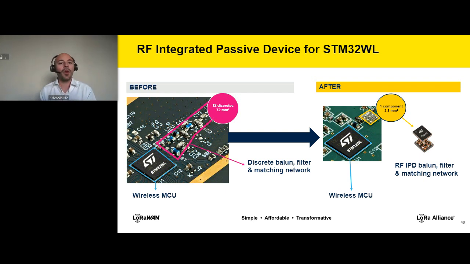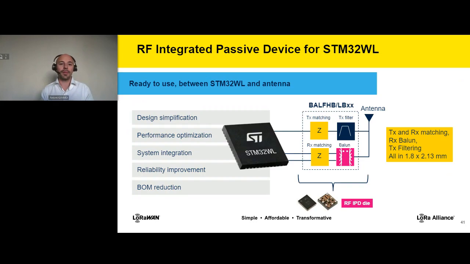On top of the footprint benefits, having an IPD is also a way to simplify the hardware design. It has been already tuned to achieve the best performance of the STM32WL, so it can optimize the RF performance. It increases also the system integration, and it improves the reliability both during manufacturing and in operation.